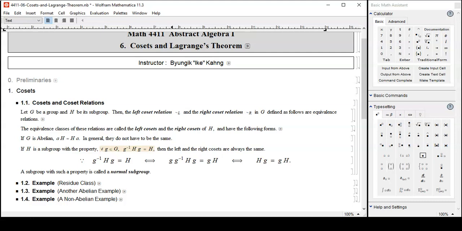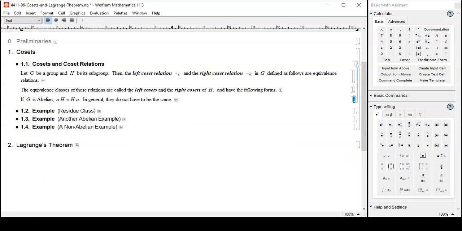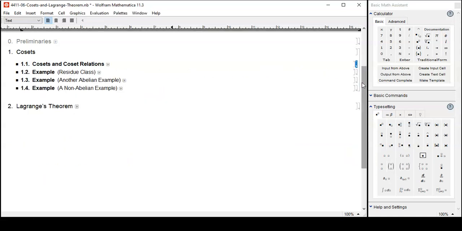For any element g from the starting group capital G, g inverse H g is equal to H. That's the condition. And you can easily prove that this condition, g inverse H g is equal to H, can be manipulated into Hg is gH. Yes, left and right coset are the same for arbitrary g. A subgroup with such a property is called a normal subgroup, and that is going to be very, very important a couple of weeks later, maybe 3, when we deal with factor groups and things like those.